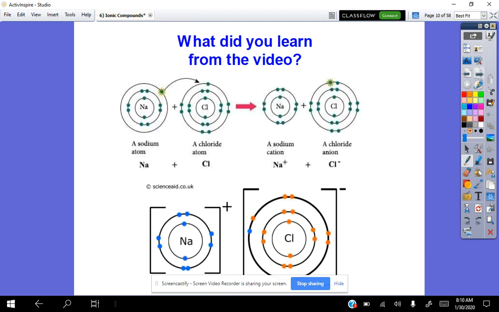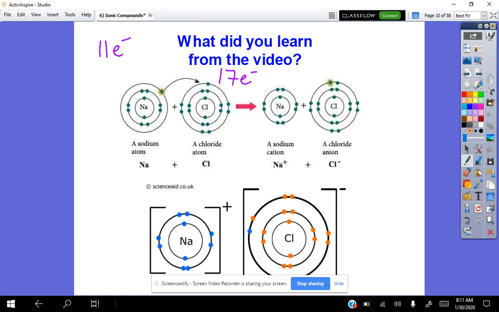In that video, what's really cool is they show that transfer. In this particular one, we look at sodium. Sodium has 11 electrons total because there are 11 protons. There are 2 in the first energy level, 8 in the second energy level, and just 1 valence electron in the outer energy level. When we look at chlorine, chlorine has 17 electrons. It's got 2 in the first energy level, 8 in the second, and 7 in the last level.